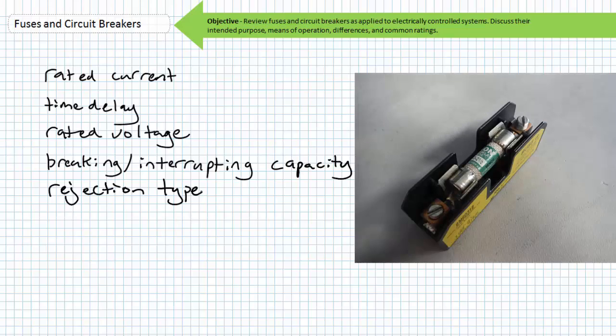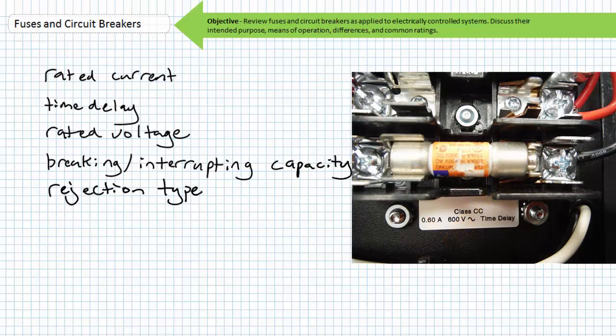Here's a non-rejection type fuse being employed in a fuse block. Note the flat and featureless ferrules. Here is another fuse block designed to hold a rejection type fuse.